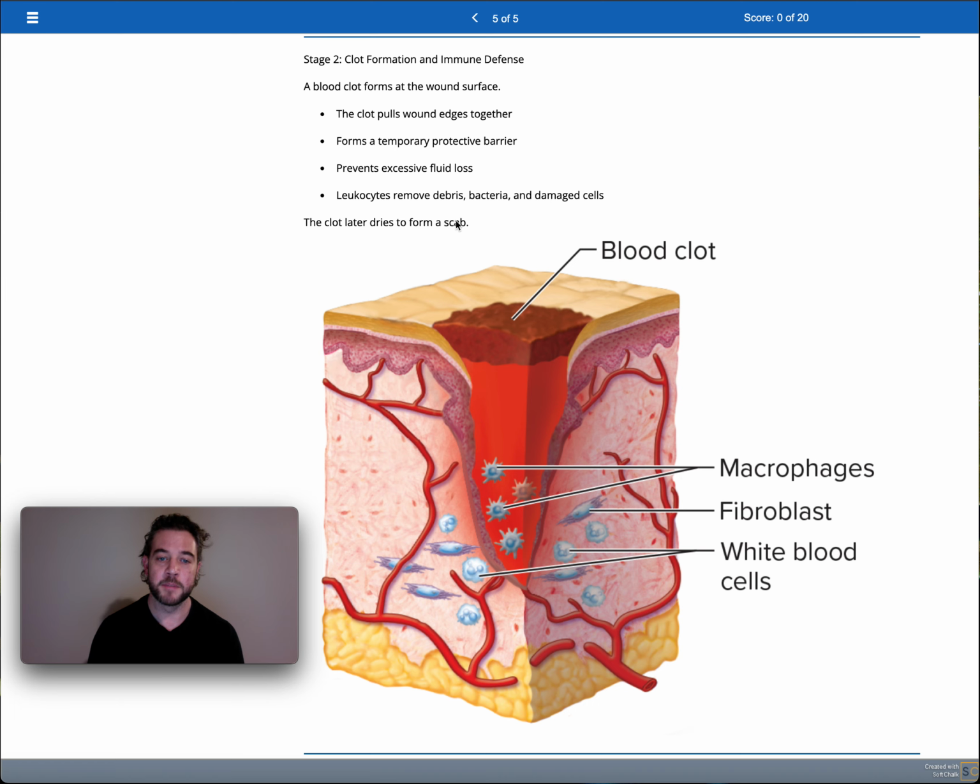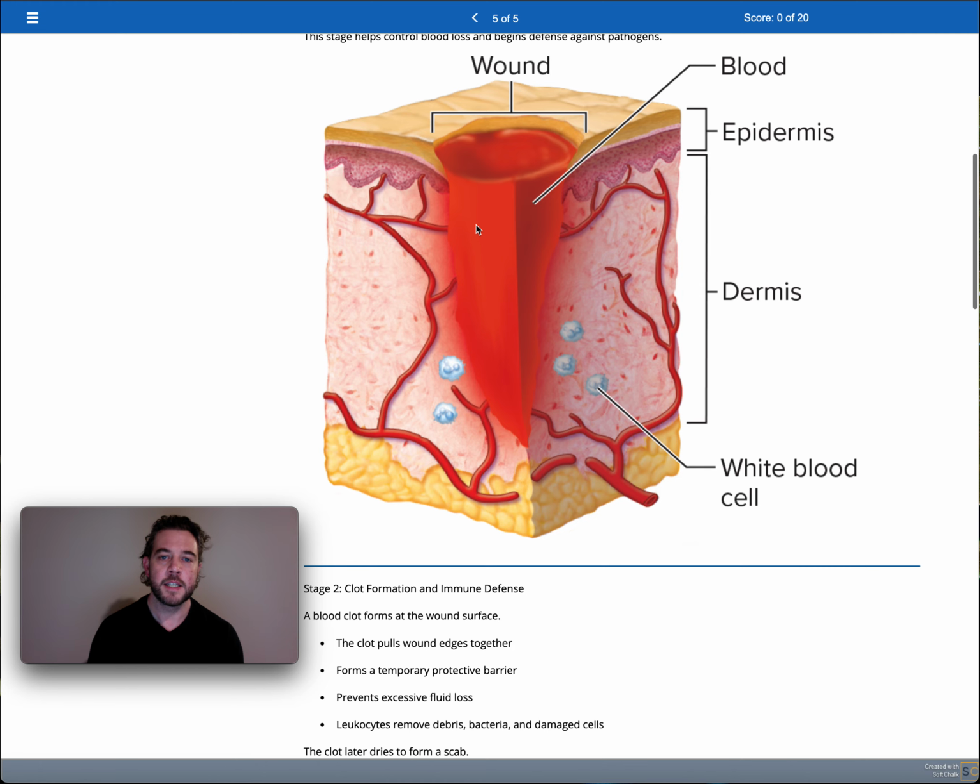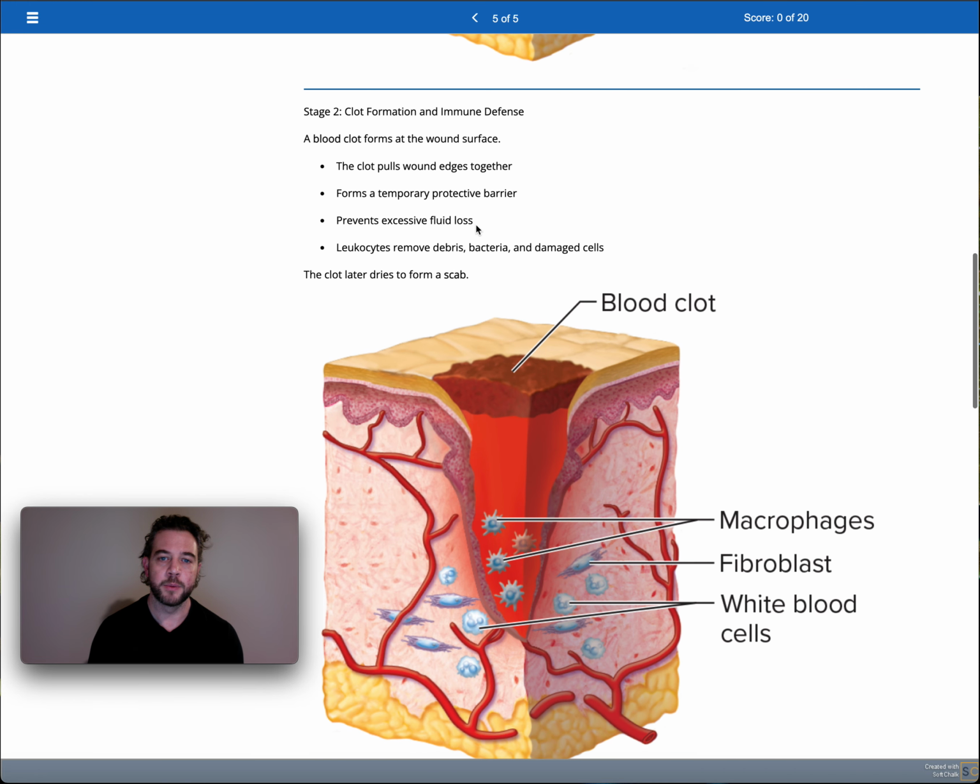Eventually that blood clot becomes a scab. Resist picking off your scabs. It's going to cause more scars to form. It's going to impede your recovery and repair. So resist a scab. And while I'm at it, the idea of letting wounds breathe, right?